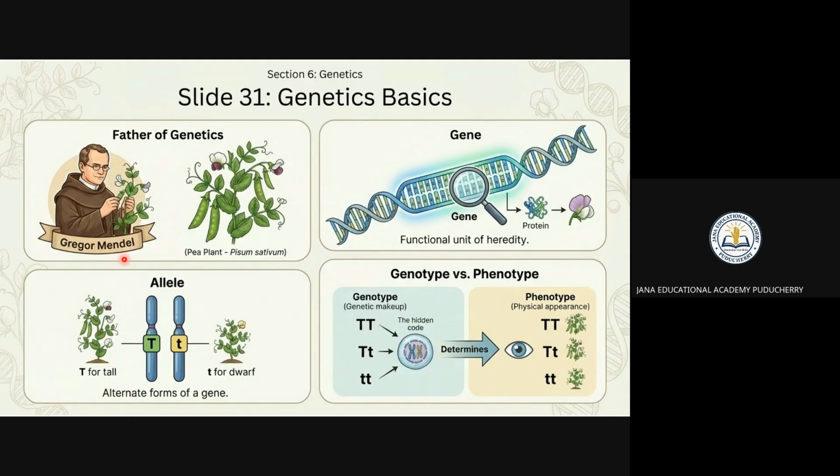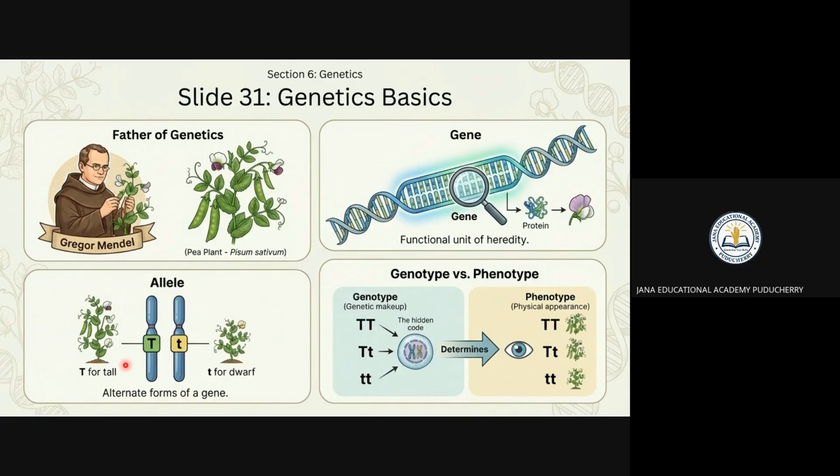So here you can see the basic terminology. Gene is nothing but the functional unit of heredity. Heredity means from father to the child, a gene will be there, so it will be continuing. A gene is the functional unit of heredity. Allele is nothing but the alternative form. That is, capital T for tall and small t for dwarf plants. Dwarf means very short, and capital T is for very long plants. So it is an alternate form of a gene.